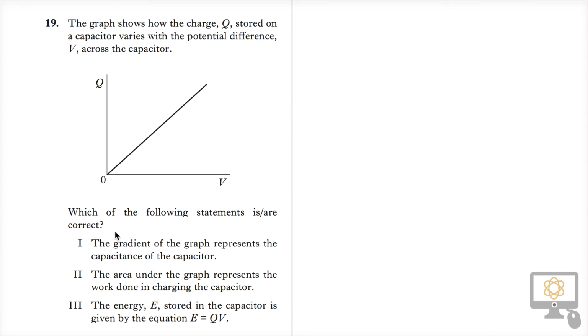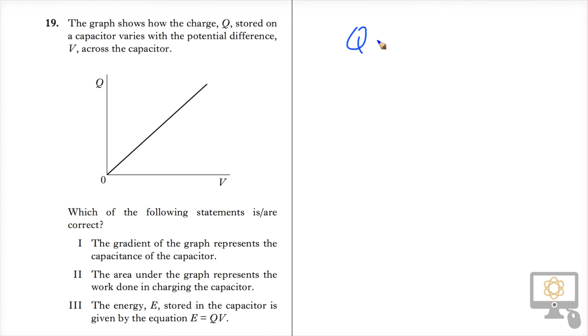Which of the following statements are correct? So let's go through each one in turn. First of all, the gradient of the graph represents the capacitance of the capacitor. So we need to think about this in terms of the relationship. Let's just clarify what the relationship is.